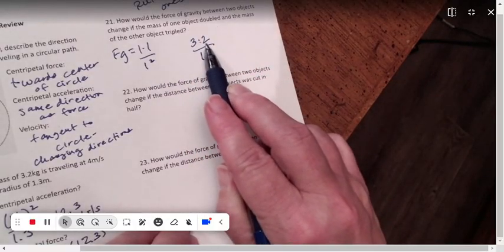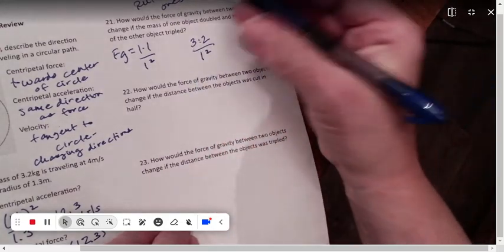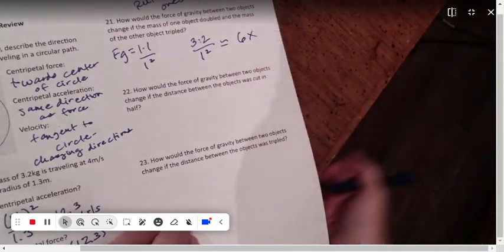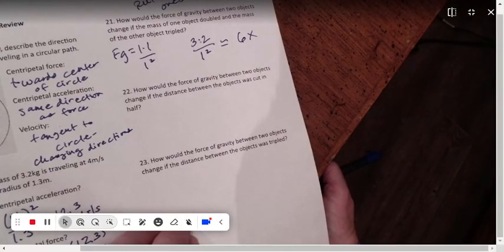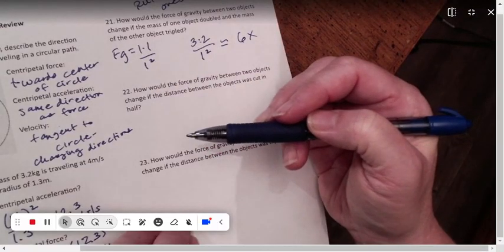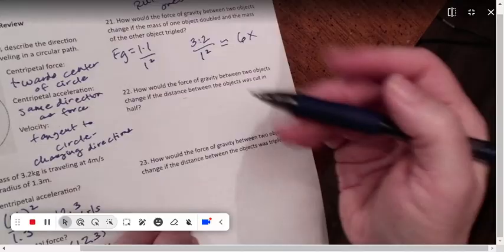Mass of one object doubled, that's my 2. Mass of the other tripled, that's my 3. So my force of gravity is now going to be 6 times greater than it was. And this is where I'm doing a factor of change. I'm not necessarily getting numbers. I am getting a factor by which my force of gravity changed. Okay. How would it change if the distance was cut in half?